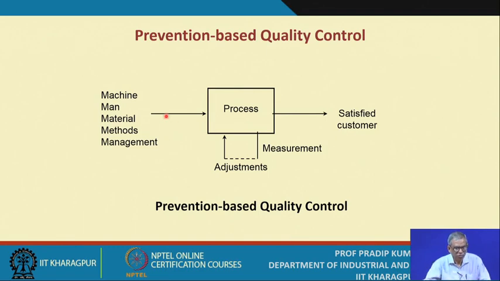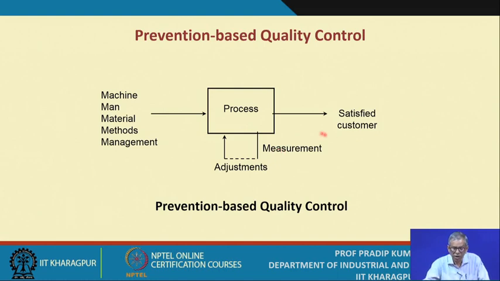So, what is it? You have several kinds of resources, you have the process, and then as a worker, as an operator of the process, you need to go for measuring the quality characteristics, and if you need adjustments in the measurements, you must be able to do the adjustments.